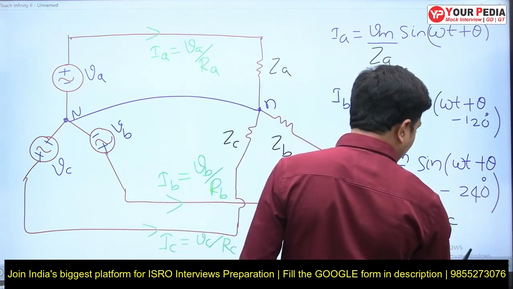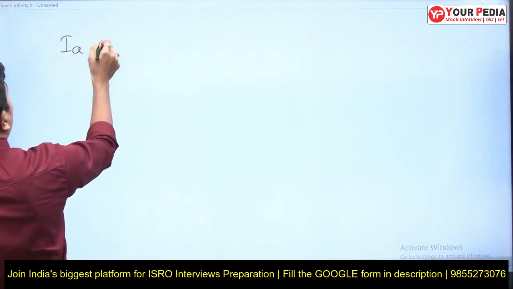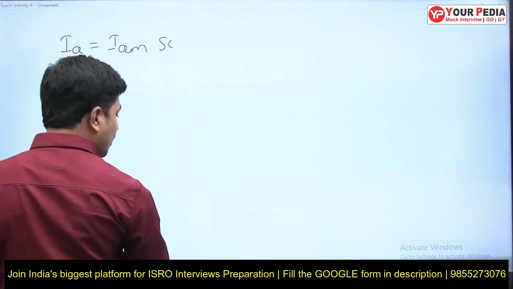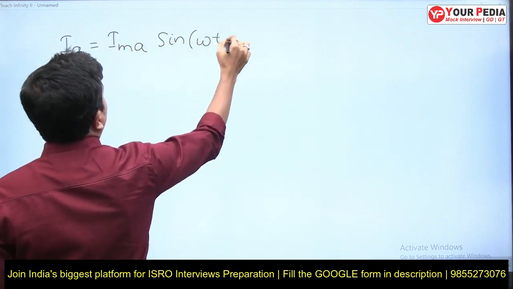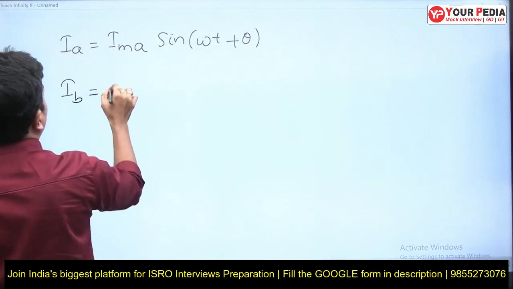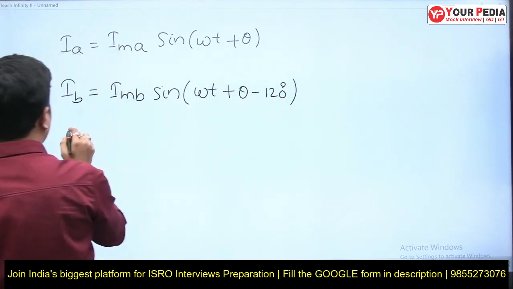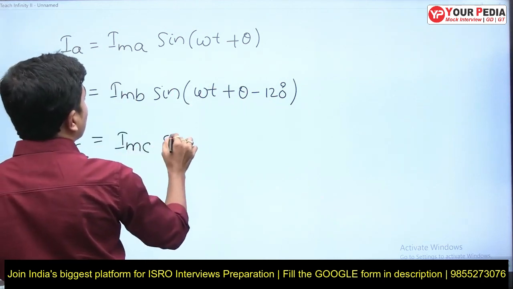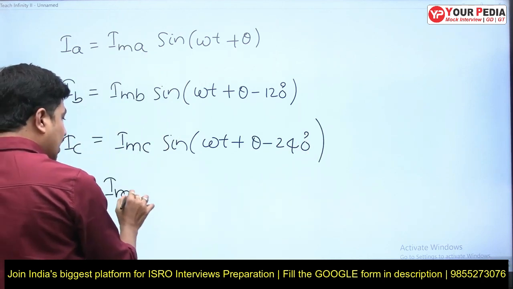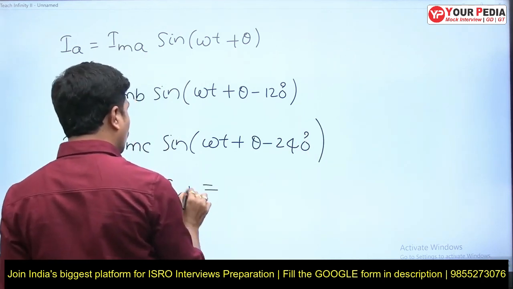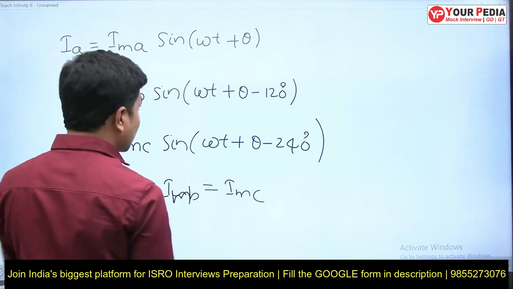Let me write on another page, we'll get more clarity there. So IA is equal to IMA. IA is IM of A sine of omega t plus theta. IB is equal to IM of B sine of omega t plus theta minus 120 degrees. IC is equal to IMC sine of omega t plus theta minus 240 degrees. If you observe, I need IMA equal to IMB equal to IMC as the first condition, and anyhow the angle is 120 degrees, which is visible to us.